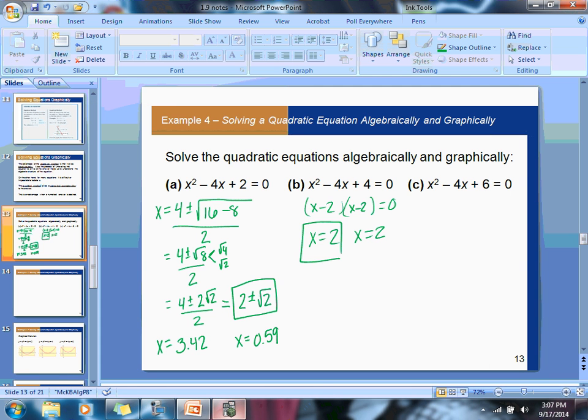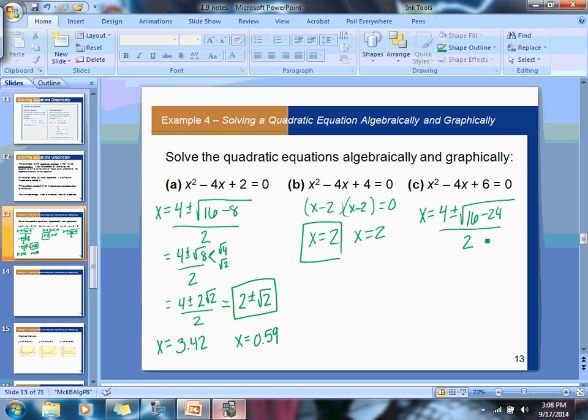Now, I'm going to go to part C, and part C is a little bit different because in part A we had 2 answers, part B we have 1 answer, and part C we're actually going to get no answers. Now we get an answer, it's just a certain type of an answer. And again, I need to use the quadratic formula because there aren't factors of 6 that are going to get me to 4. So I need opposite b plus or minus the square root of b squared minus 4 times a times c, so that's going to be negative 24 all over 2 times a, so it'll be 2.